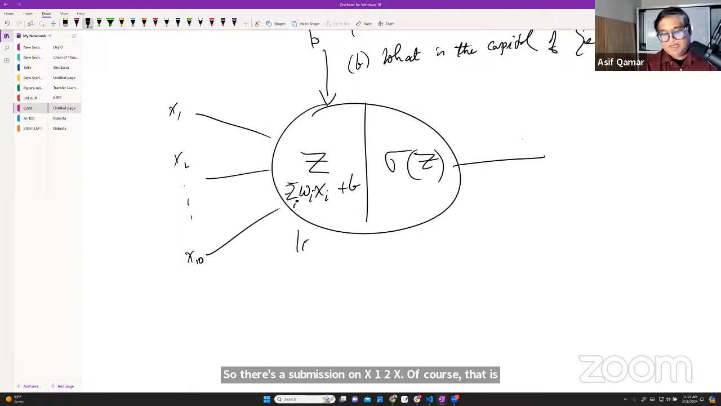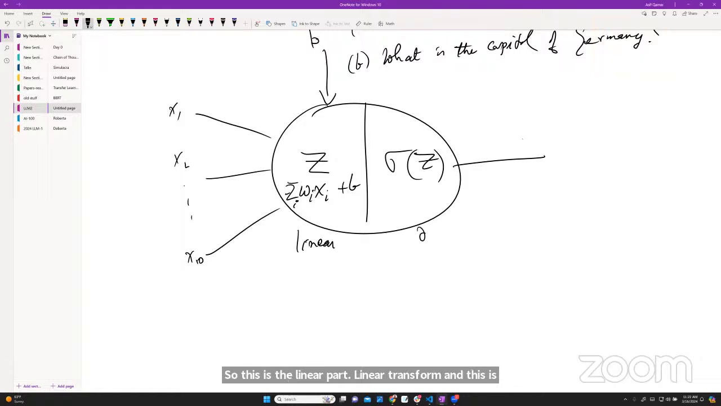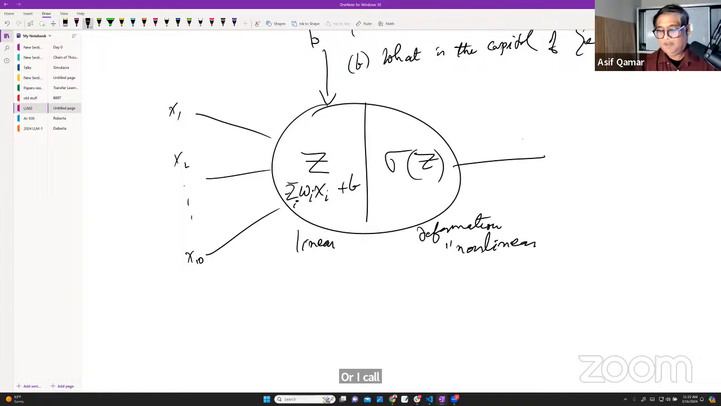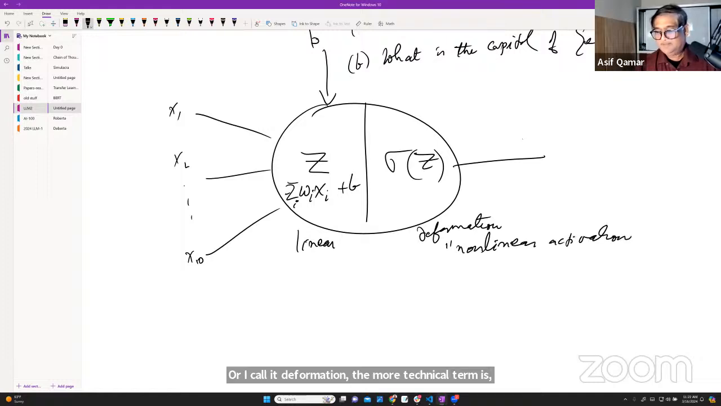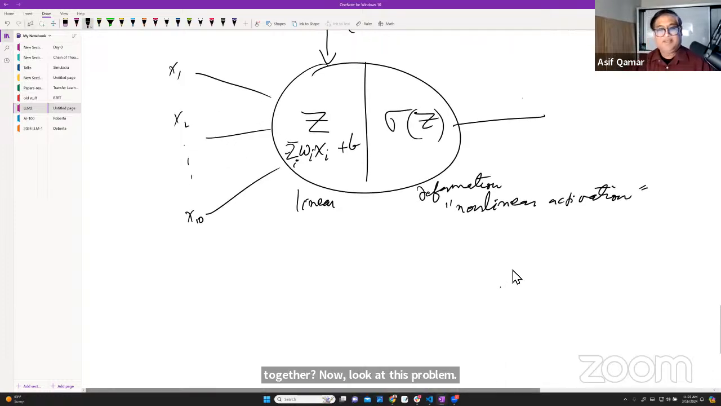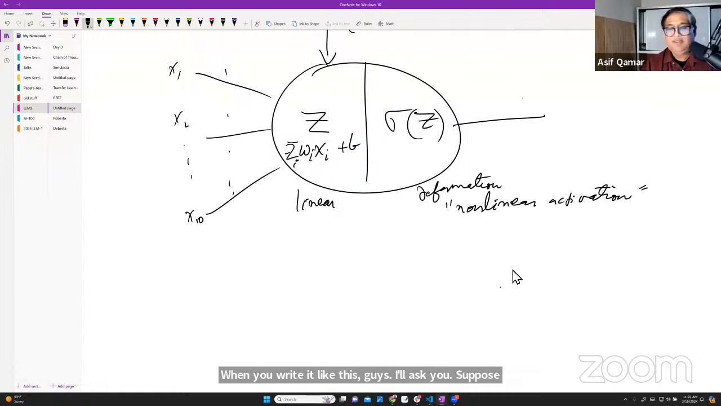So this is the linear part, the linear transform, and this is the deformation. Or I call it deformation. The more technical term is non-linear activation. It does a non-linear activation of that input. Are we together? Now, look at this problem. When you write it like this, guys, I'll ask you, suppose the weights are 1, 1, 1, 1, and the bias is 0. What is Z?